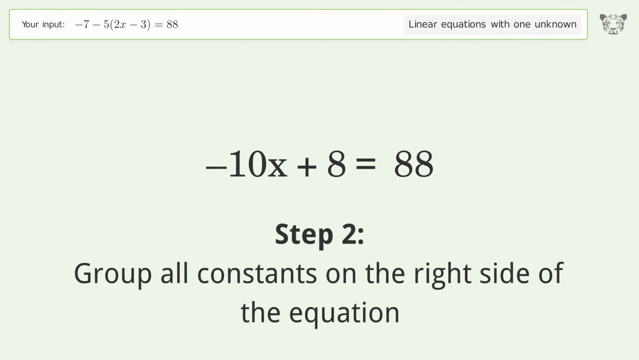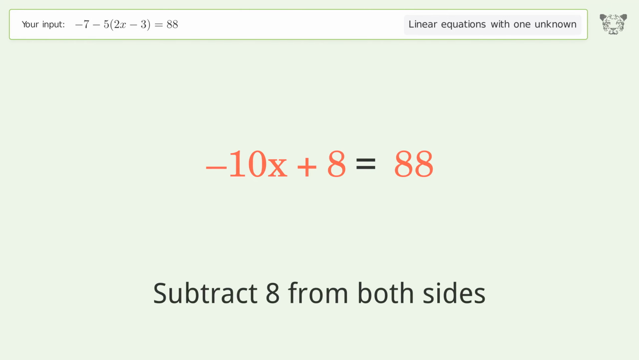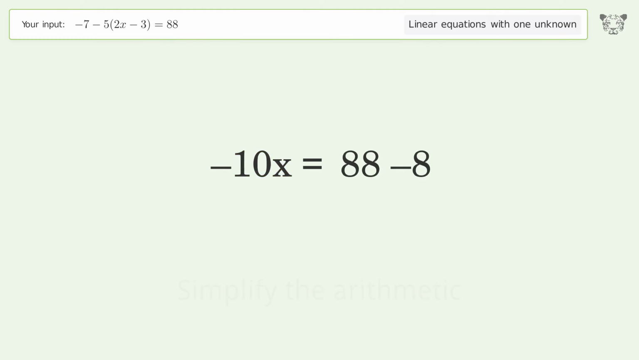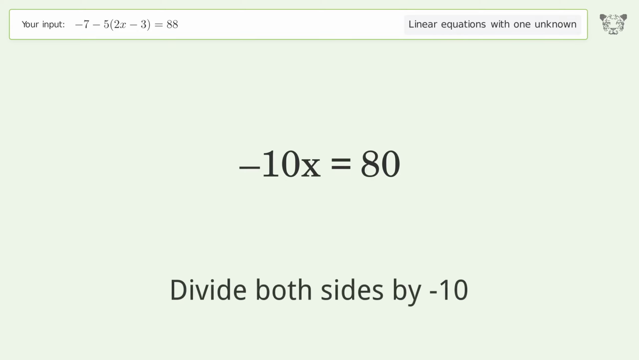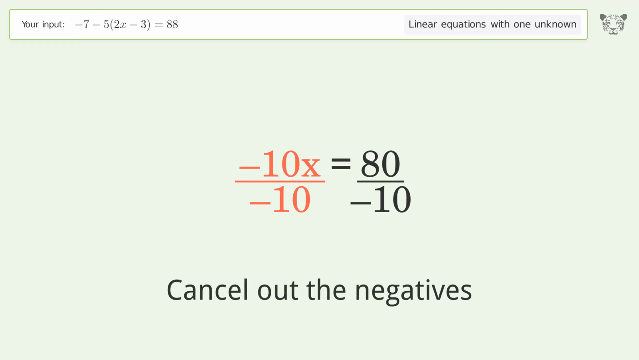Group all constants on the right side of the equation. Subtract 8 from both sides. Simplify the arithmetic. Isolate the x. Divide both sides by -10. Cancel out the negatives.